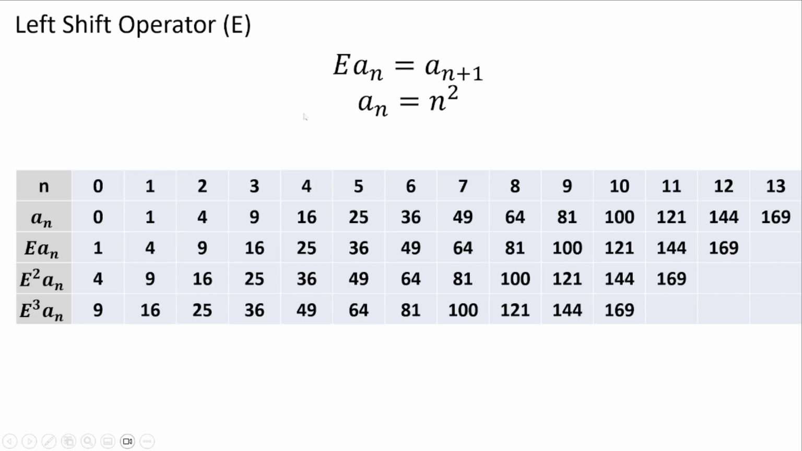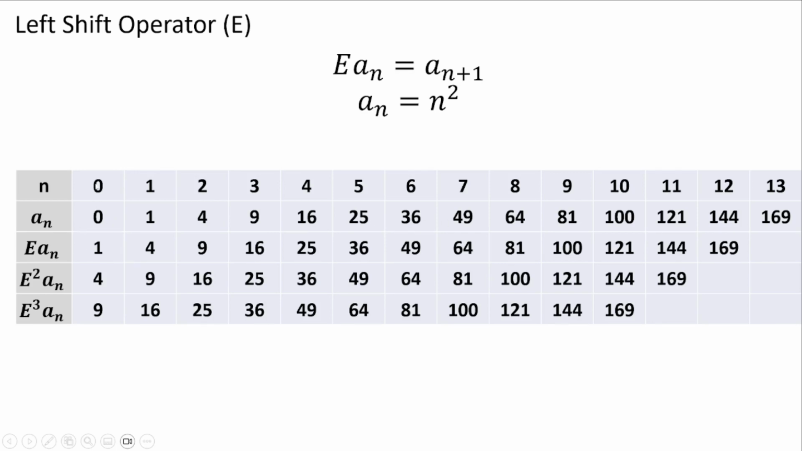Now we will introduce a new operator which is called the shift operator. It is called E, and when E is applied to a_n, it gives us a_(n+1). Take a look at this example to know what the shift operator does. a_n equals n squared, which means if we plug in the inputs 0, 1, 2, 3, and 4, a_n equals 0, 1, 4, 9, 16, and so on.